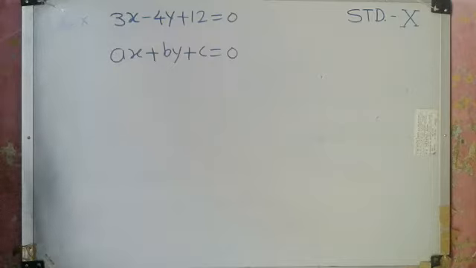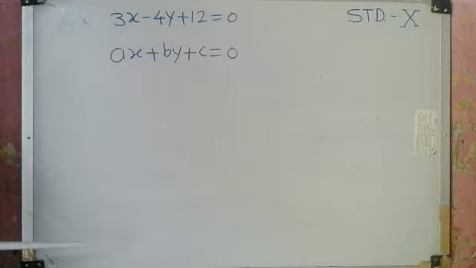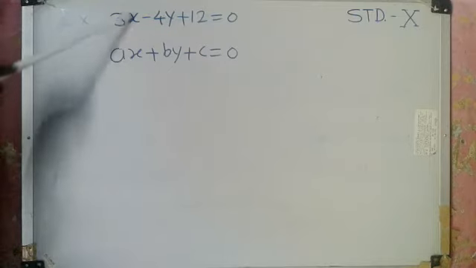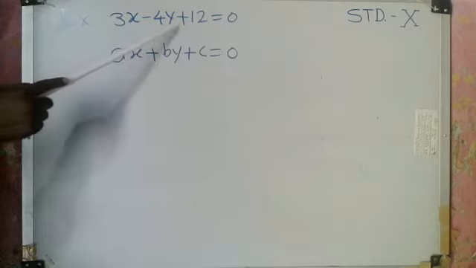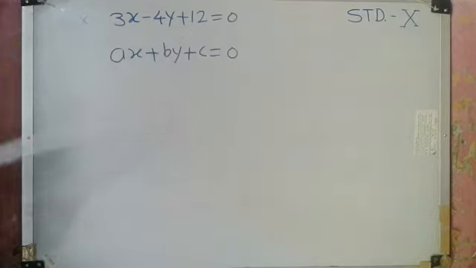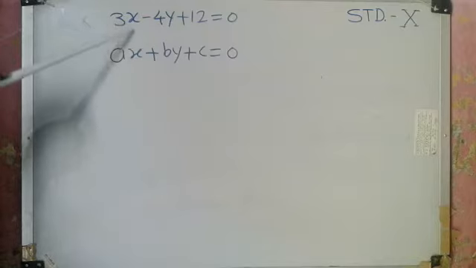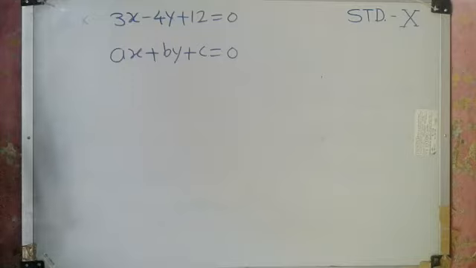These are real numbers. And also 3 and minus 4 are not 0. And degree of x and y is 1. And therefore, this equation 3x minus 4y plus 12 is equal to 0 is known as linear equation in two variables.